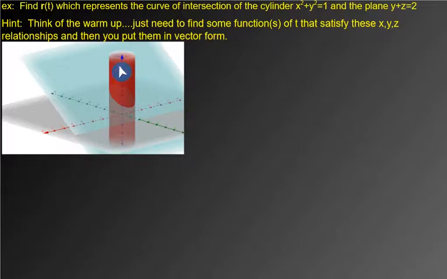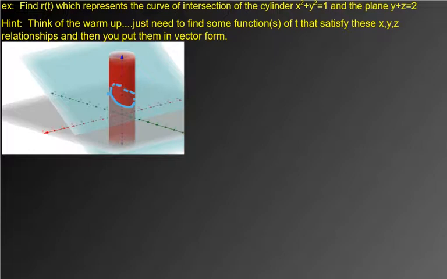So we've got a cylinder, x squared plus y squared equals 1, and it's just infinite in the z. And then we've got a plane, y plus z equals 2. And the question is, basically, find a vector valued function which represents this curve of intersection right there. So kind of like an elliptical sort of region.